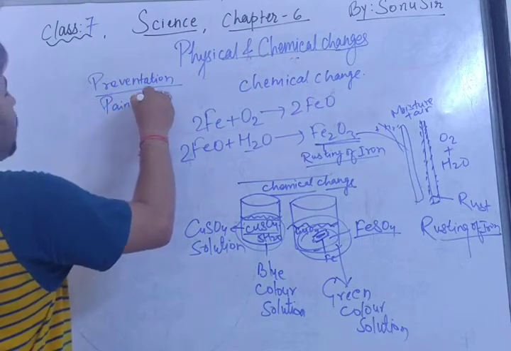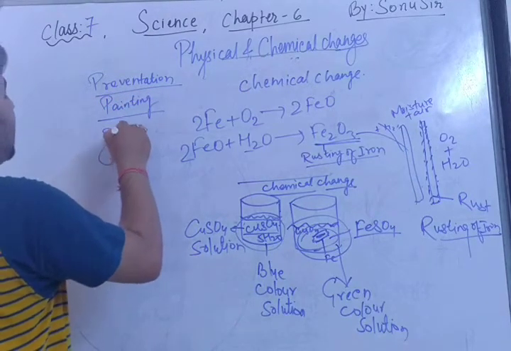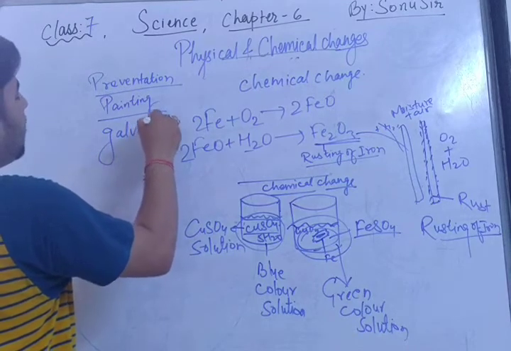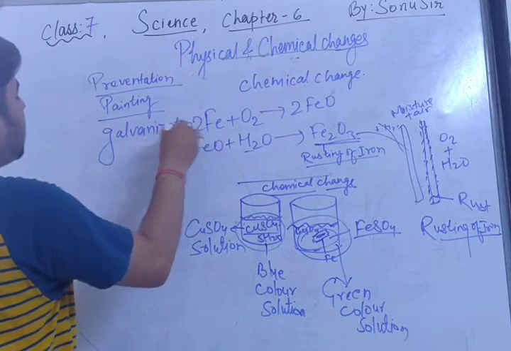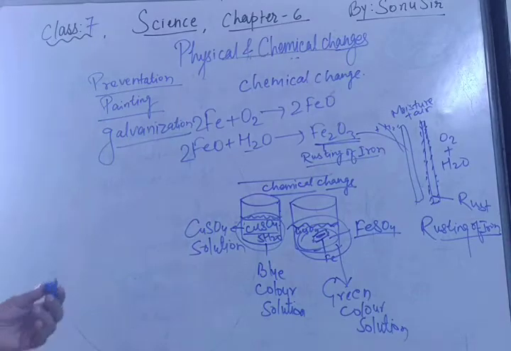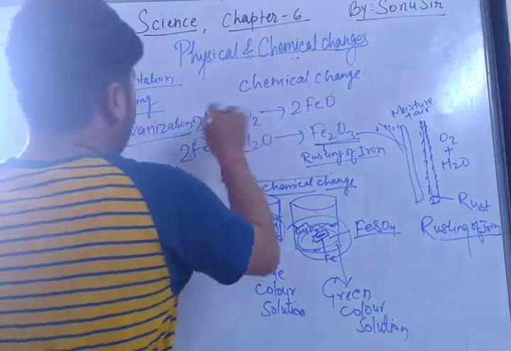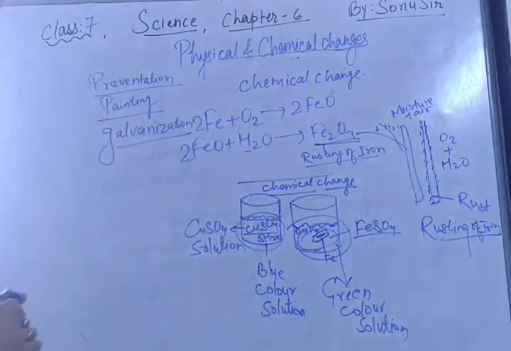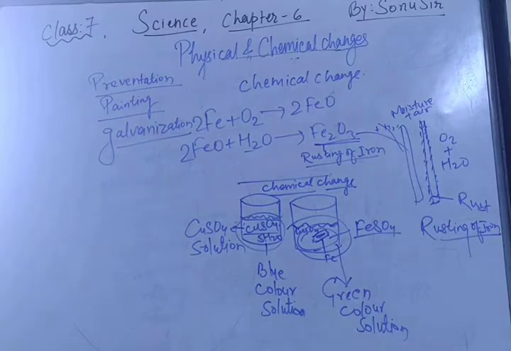And after that there is one process called galvanization. What is that process called? Galvanization. What is the meaning of galvanization? Galvanization is a process by which iron is dipped into zinc or chromium. If anybody asks you what is galvanization, it is the process of depositing a layer of zinc on the iron.